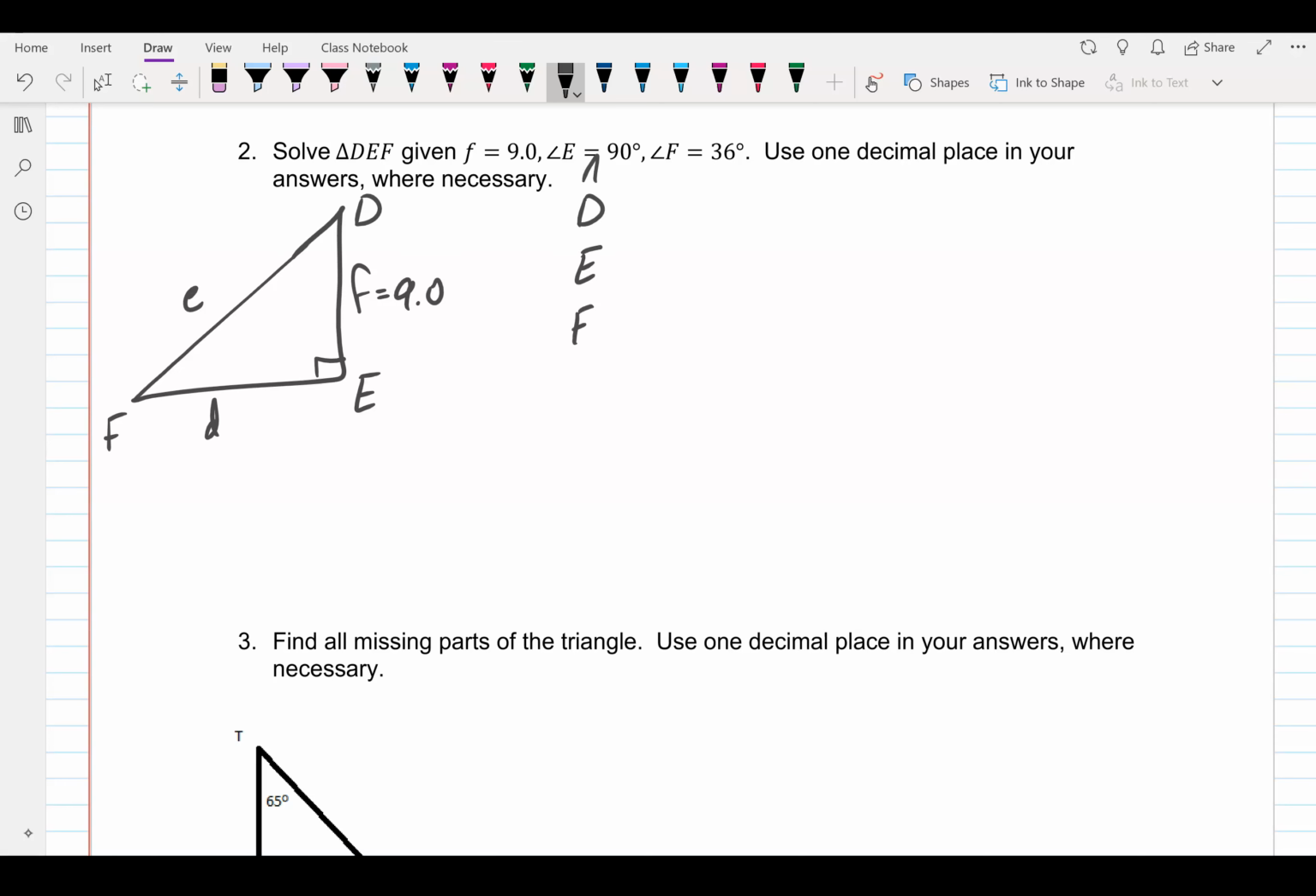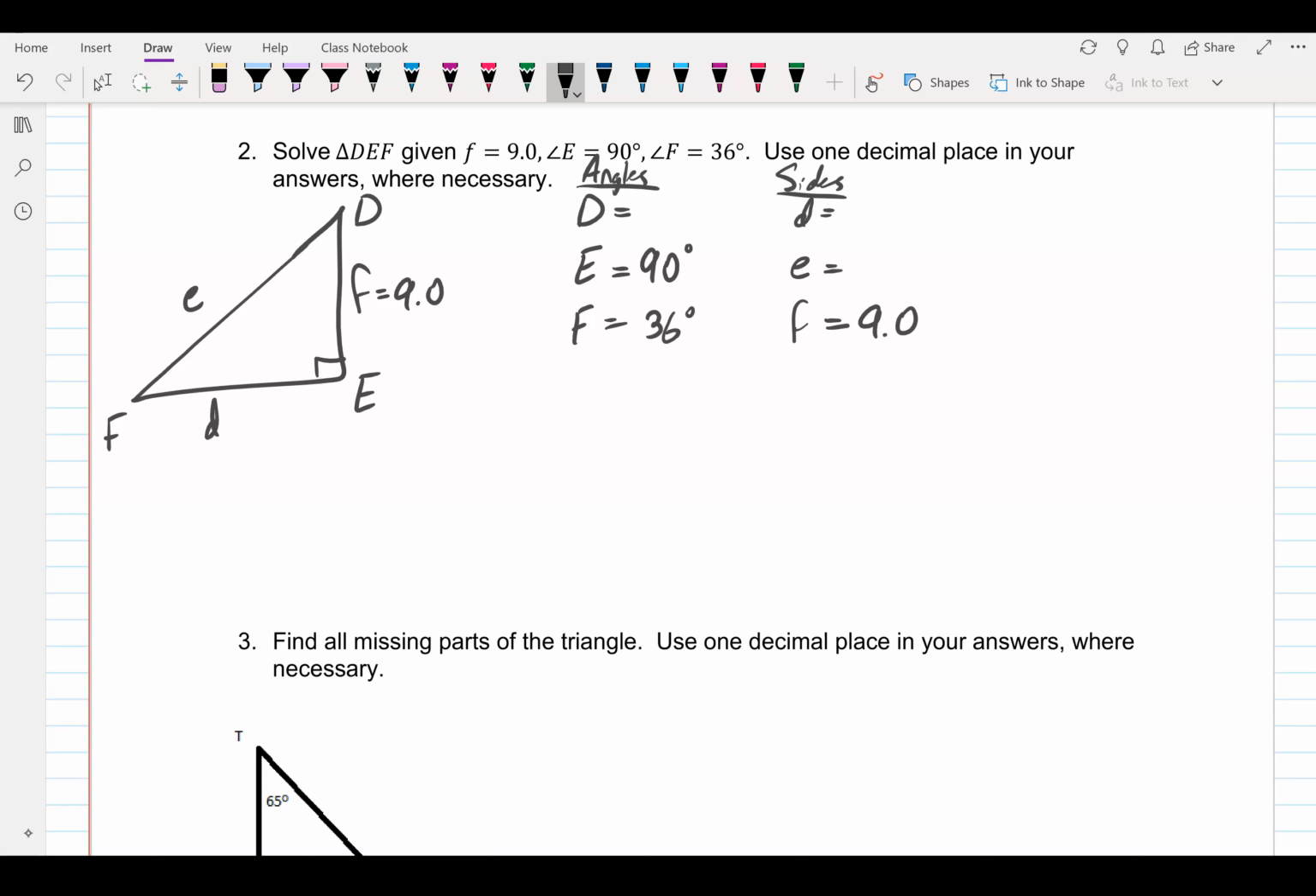our possible angles: D, E, F, and then our possible sides. That's little d, little e, little f. What am I given? I was given small f, so that's a side. Angle E, that's our 90. And then angle F, 36.